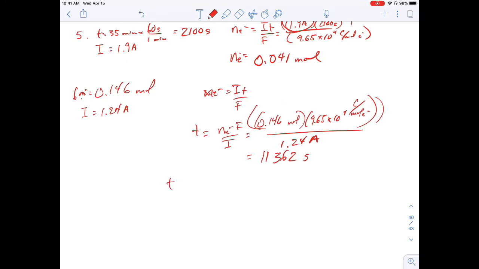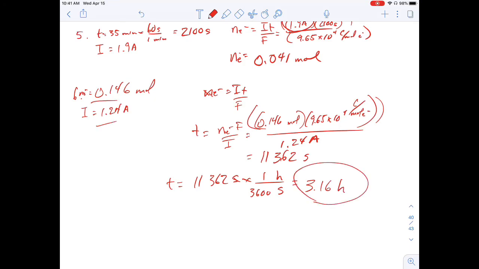It wants this in hours, so I need to convert that. If the time is 11,362 seconds, I want to get rid of seconds and be left with hours. 1 hour is 3,600 seconds because there are 60 seconds in a minute and 60 minutes in an hour, so 60 times 60 is 3,600. So this is going to be 3.16 hours. I have 3 sig digs in these numbers, so I'm going to get 3 sig digs here.